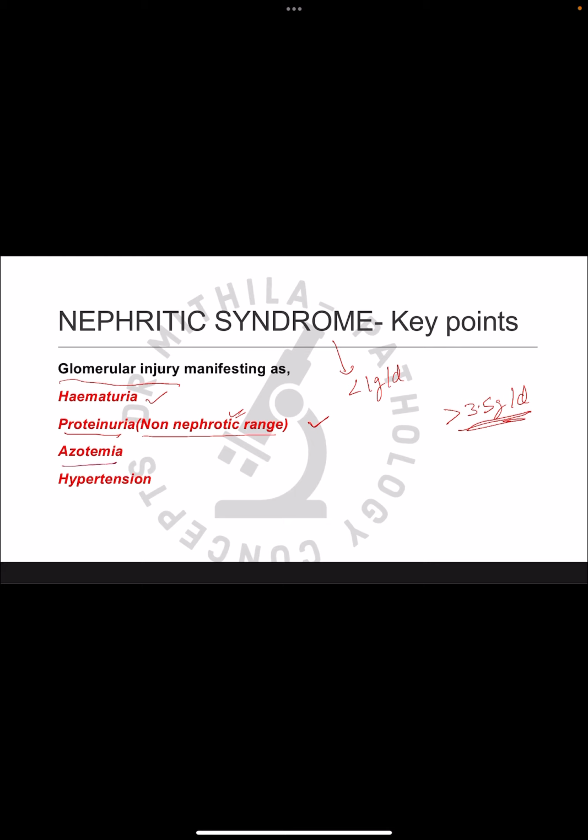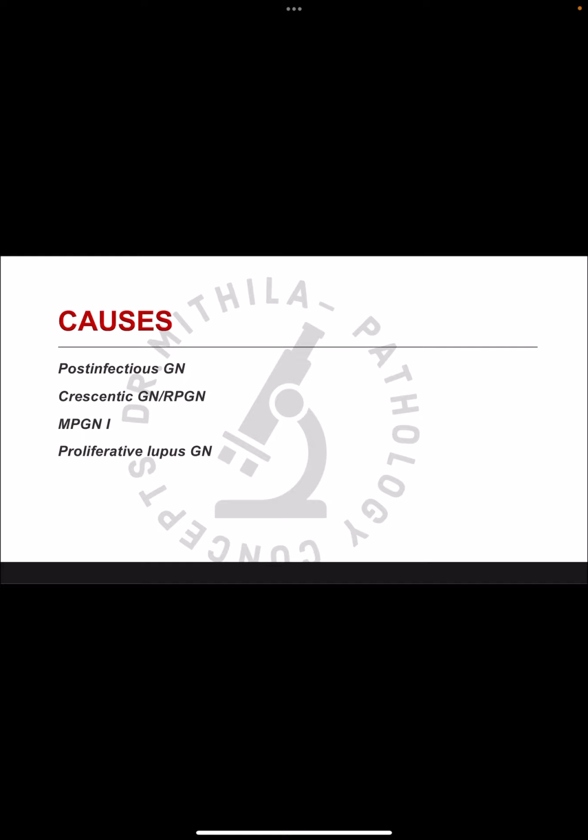Then there will be azotemia, there will be rise in the blood urea nitrogen, serum creatinine, and hypertension. So all these clinical manifestations are common in the glomerular diseases which are presenting with nephritic syndrome. So what are those glomerular diseases which are causing nephritic syndrome? So these are the causes of acute proliferative glomerulonephritis or the nephritic syndrome.